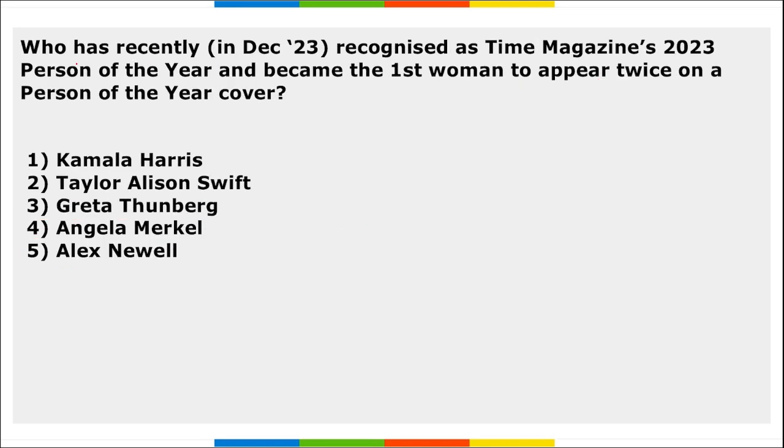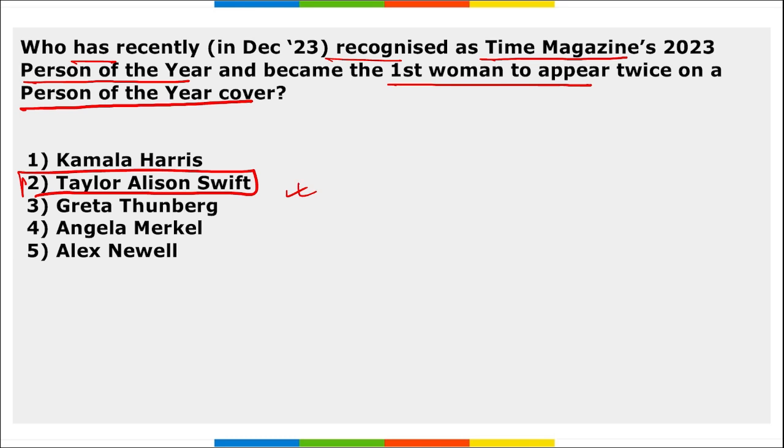Next, who has recently been recognized as the Time Magazine's 2023 Person of the Year and became the first woman to appear twice on the Person of the Year cover? Who is she? She will be Taylor Swift. Right? Taylor Swift has been recognized as the Time Magazine's 2023 Person of the Year, and she became the first woman to appear twice on the Person of the Year cover.